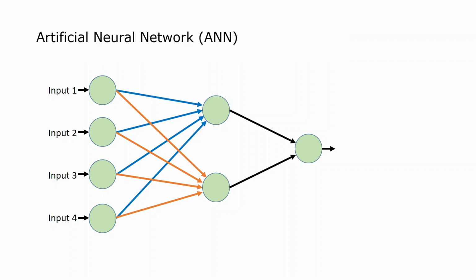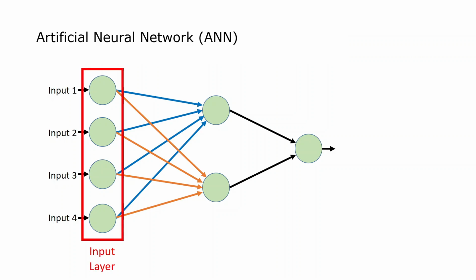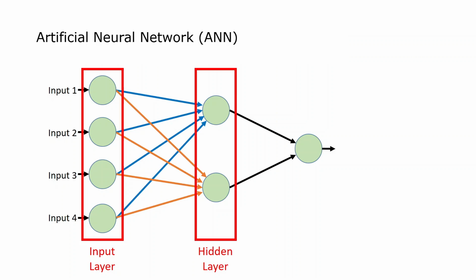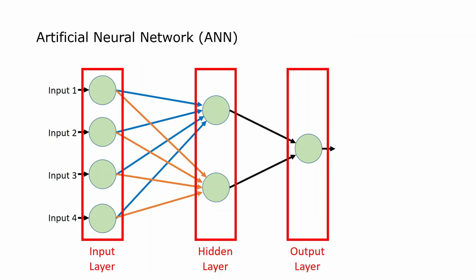In deep learning, the ANN usually consists of multiple layers. The layer that the inputs go into is usually called the input layer. The neurons here are called input neurons. The middle layer of neurons is usually called a hidden layer. ANNs usually have multiple hidden layers, as we will see shortly. The last layer of the ANN is usually called the output layer.